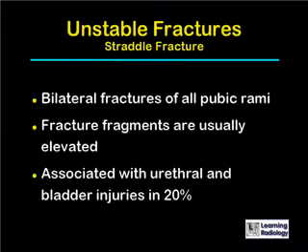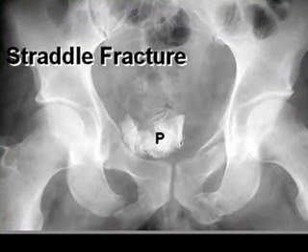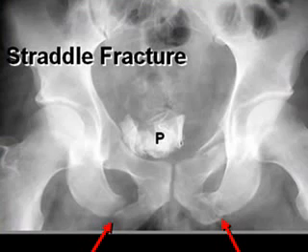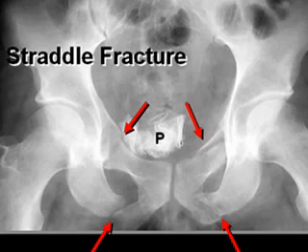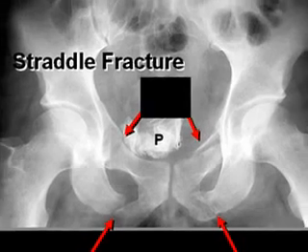Straddle fractures are bilateral fractures of all of the pubic rami. The fracture fragments are usually elevated relative to the remainder of the pelvis, and they are frequently associated with injuries to the urethra and to the bladder. This is an example of a straddle fracture. The P is on the pelvis. You can see there are bilateral fractures of the ischia and bilateral fractures of the pubic bones. The fracture fragments in this case are not elevated.